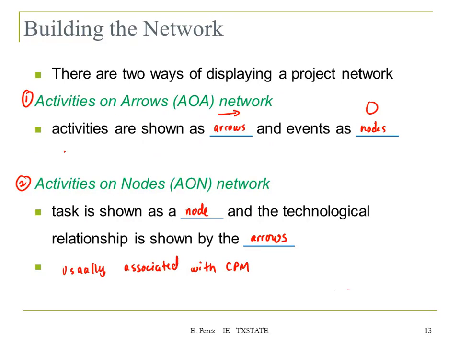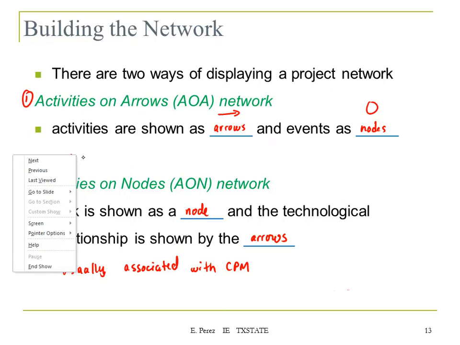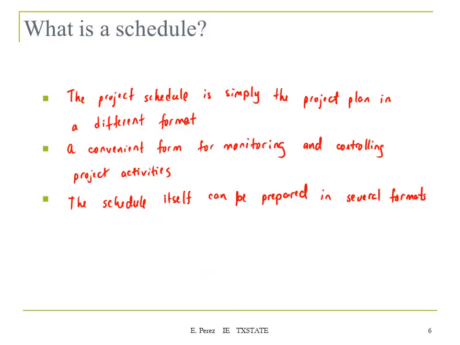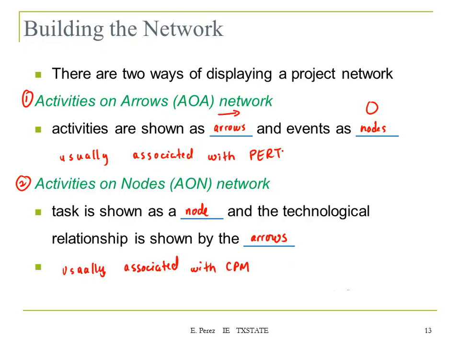And the AOA is usually associated with PERT. Okay, so two different types of ways to create your network, the AON and the AOA. And we're going to look at the difference with an example in a second.